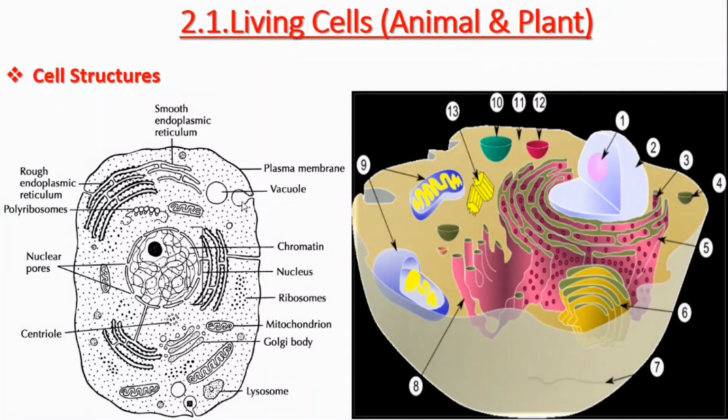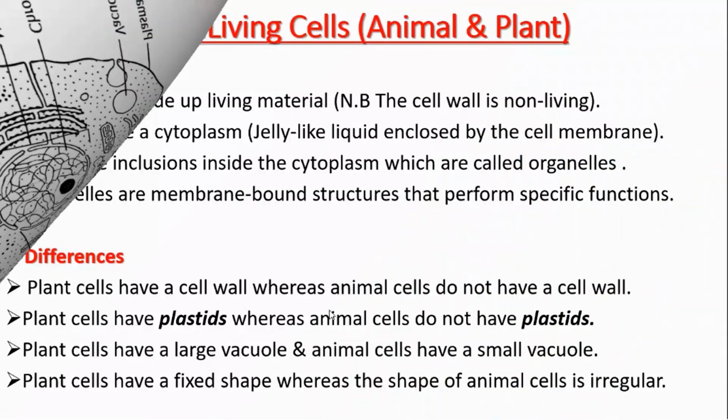So let's look at that. All cells are made up of living material. All of this is living material, but the cell wall is non-living. The cell wall is a structure that goes around the cell membrane here, and we can only find it in plant cells. All of them have a cytoplasm. All of this space out here, number 11, is the cytoplasm, and these are the organelles which are found inside the cytoplasm. They are said to be membrane-bound structures because we find them inside of the cell membrane and they cannot get out. So all of these are the organelles that are membrane-bound.